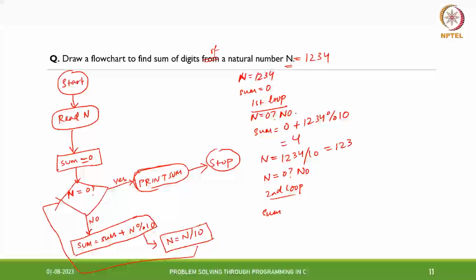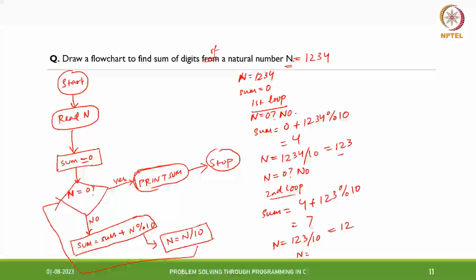So again we do this, sum equals what? Sum was 4 here. So 4 plus n percentage 10. So n is what? 123 percentage 10. So what is that? That is 3, right? So 4 plus 3 is 7. So far so good. So now again, n was 123, we have to divide it by 10, n equals n by 10, so that becomes 12.